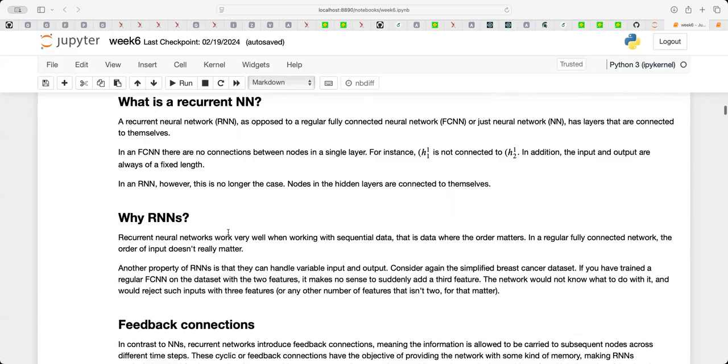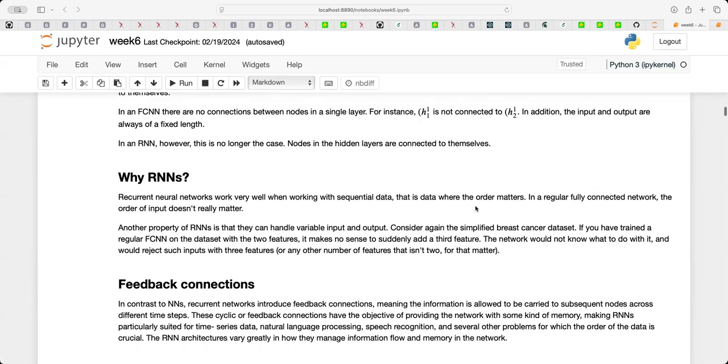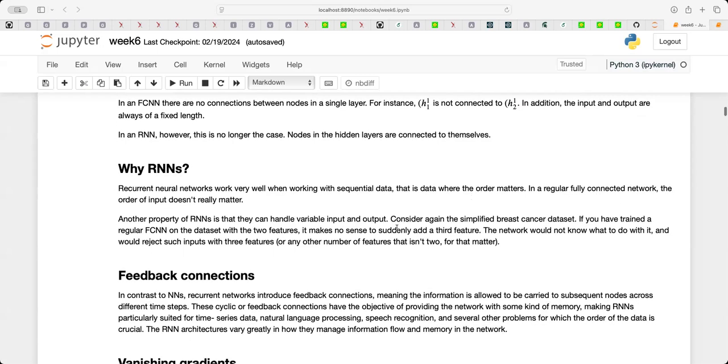So these recurrent neural networks are actually tailored to deal with sequential data. And in a certain sense, that is data that is ordered, data where the order matters. And in a regular fully connected network, the order of input doesn't really matter. Another property is that they can handle variable input and output. And this is something which is normally different from a standard feed-forward neural network.